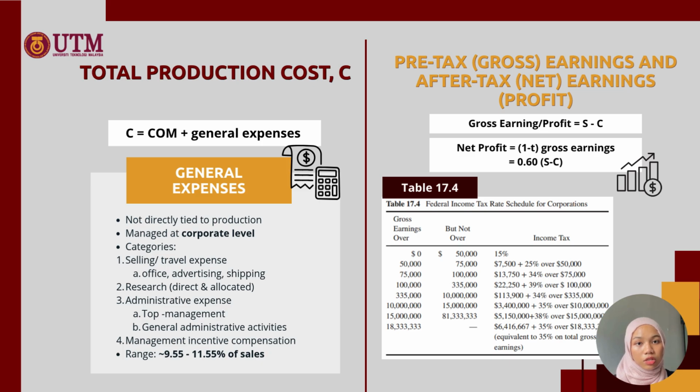Next, we move to the profit calculation. The gross earnings, or pre-tax profit, are calculated as sales minus total production cost, so S minus C. Then we get to the net profit. We consider taxes. Net profit is calculated as 1 minus the tax rate times gross earnings. For example, if the tax rate is 40%, then net profit equals 0.6 times (S minus C). This shows how taxes directly reduce the final profit.